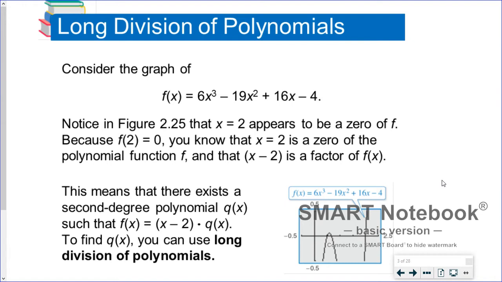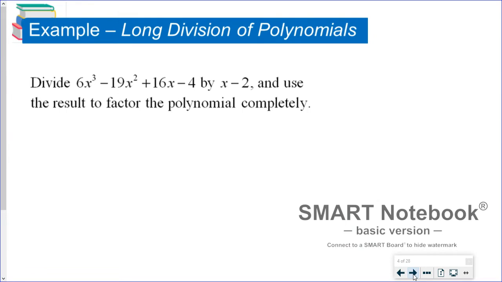If we know that, then we know that x minus 2 is a factor of f of x. This means that there exists a second degree polynomial q of x, such that f of x equals x minus 2 times the q of x. To find the q of x, we can use long division of polynomials. So we'll go ahead and do that. We're going to divide 6x cubed minus 19x squared plus 16x minus 4 by x minus 2. And then it wants us to use the result to factor the polynomial completely.